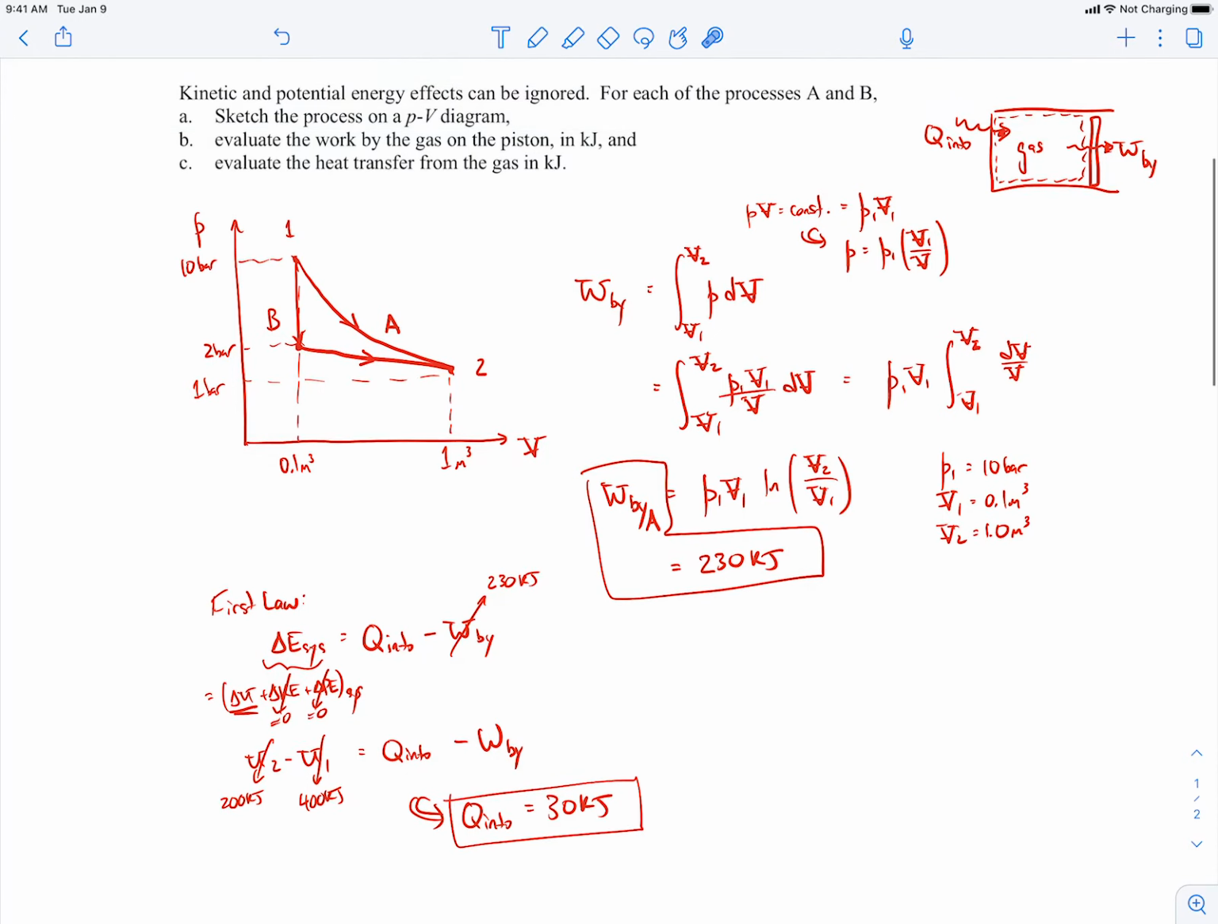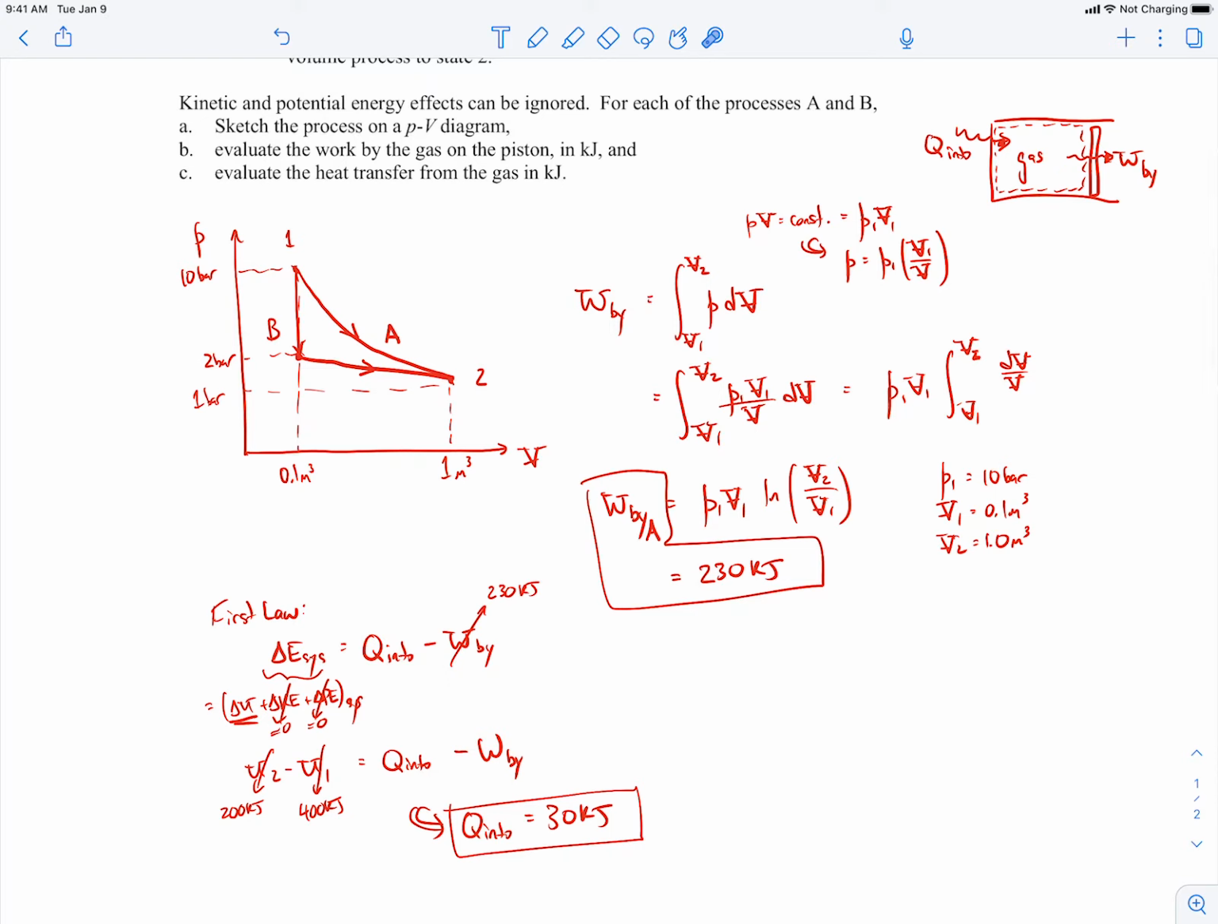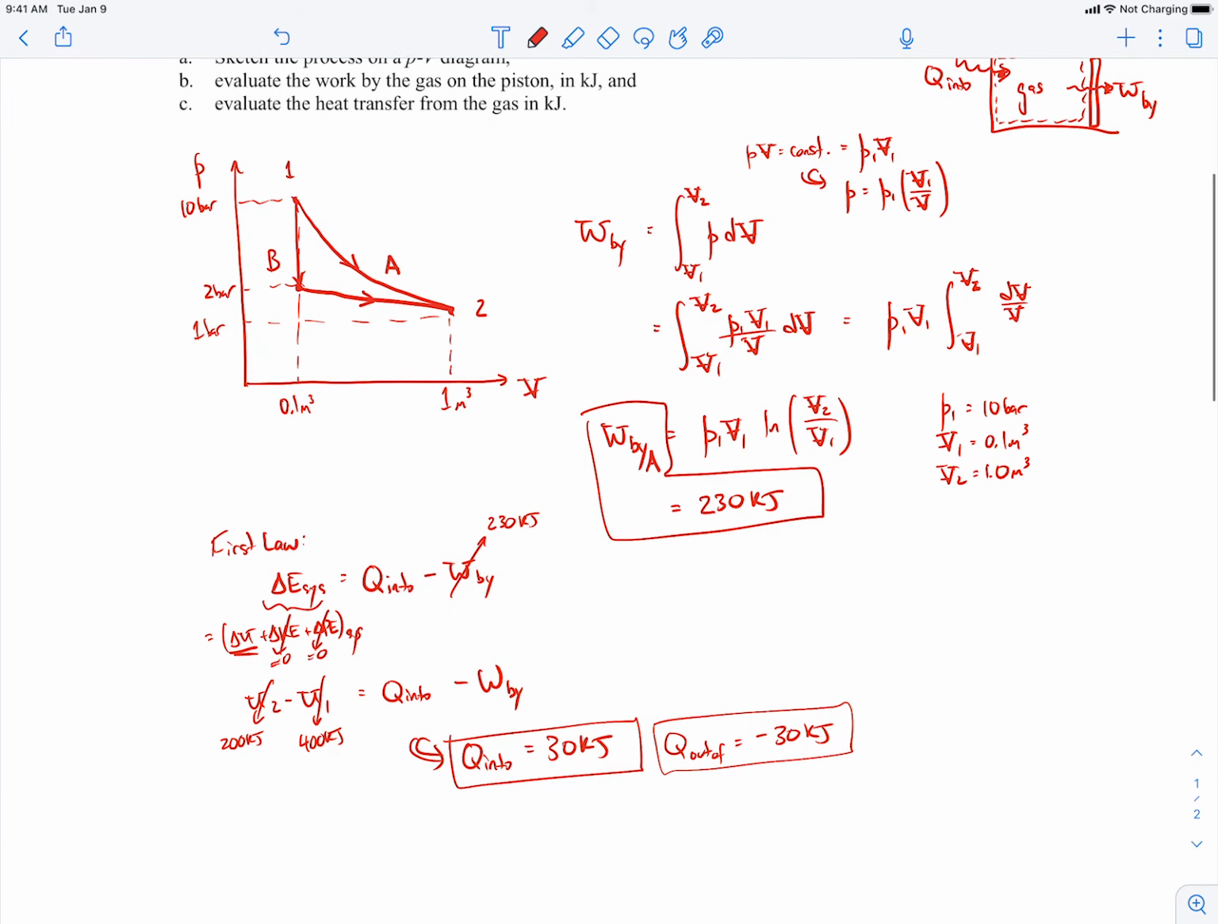Actually, in the problem statement it says from the gas, and I did into the gas. So if you want it from the gas, Q out of would be minus 30 kilojoules. That's why it's handy to have these subscripts so you know whether that's the energy going in or going out.